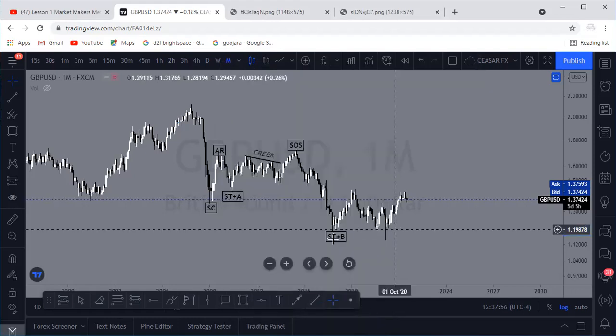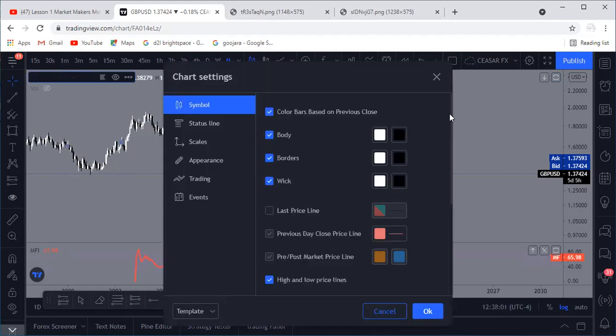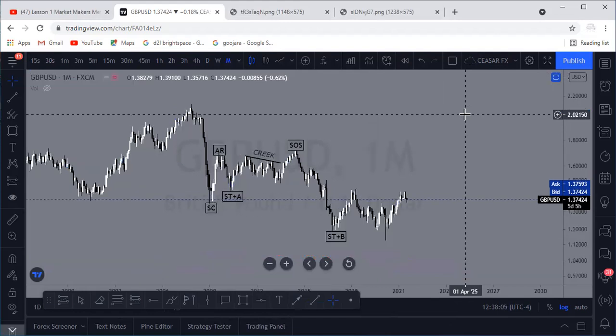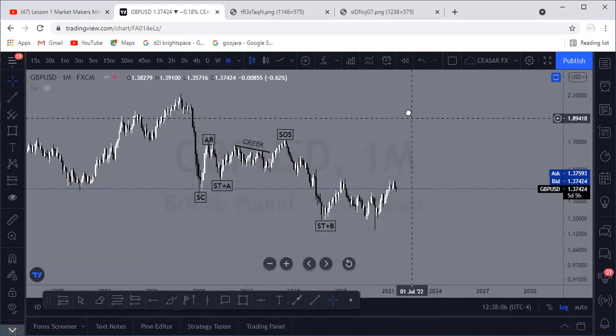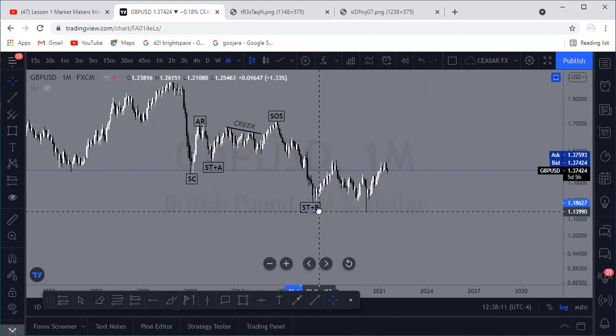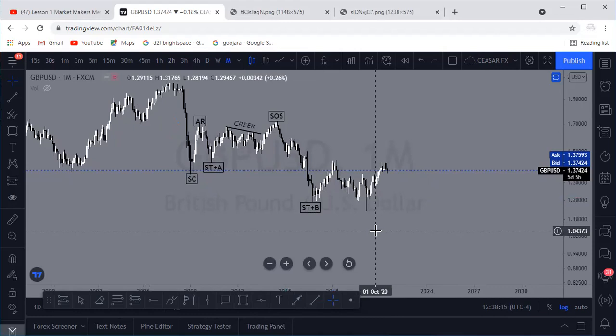So now the market has given us this one. All right, I'm sorry about that. So the market has given us the secondary test in phase B, as you can see here. The market gave us a secondary test in phase B. Now, once again, we also got the spring. We call this one a spring.